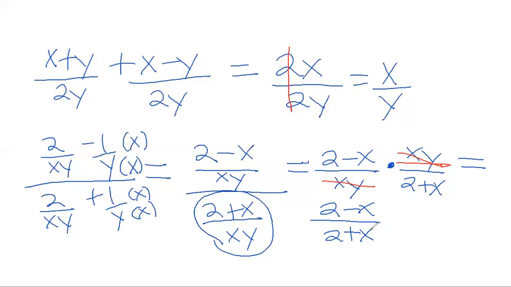Now, from here, you could take it a step further. Yes, I could rewrite it in standard form. So in standard form, 2 minus x would be negative x plus 2, and 2 plus x would be x plus 2. And then since I have a negative in front, I can pull out a negative 1, making it negative 1 times x minus 2 all over x plus 2.